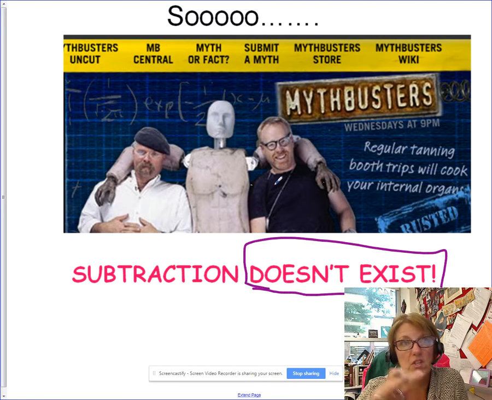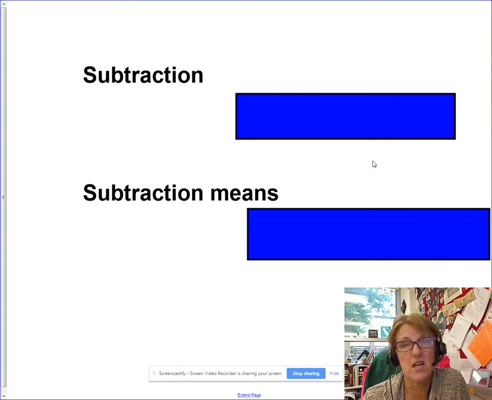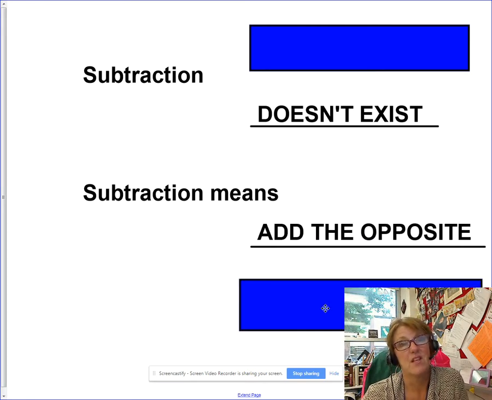Not kidding. We told you this myth when you were first learning addition and subtraction, but the reason we did that is because you really didn't know anything about negatives yet. So subtraction made sense when we defined it that way. But here's what I want you to write down in your notes: subtraction doesn't exist. Subtraction really means add the opposite number.